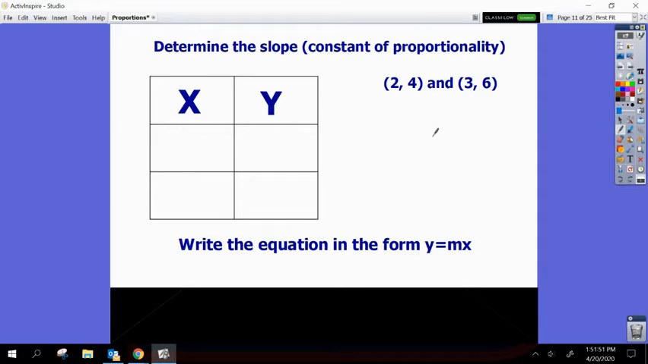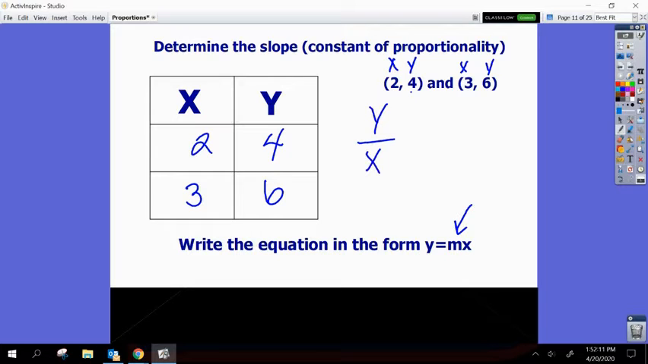So when we have a table, even if the table is not filled in, we know that coordinates are always x, y. If my x is 2, my y is 4, and the other one, again x and then y, my x is 3 and my y is 6. To find the constant of proportionality, or m, I can simply figure out y divided by x. Again, it's not x divided by y, it's y on top. So 4 divided by 2 is 2.